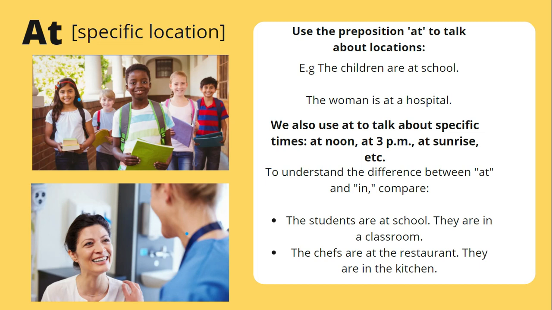And to understand the difference between at and in, let's compare these two situations. The first one, the students are at school, they are in a classroom. So at school is the location, it's referencing the location where they are. But in a classroom is referencing the area they are inside. The chefs are at the restaurant. At the restaurant references the location, restaurant, but in the kitchen references the space they are inside.